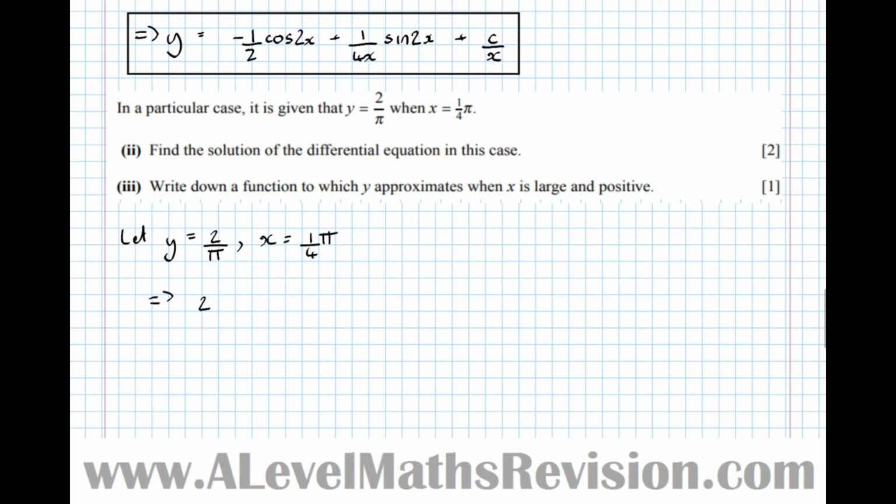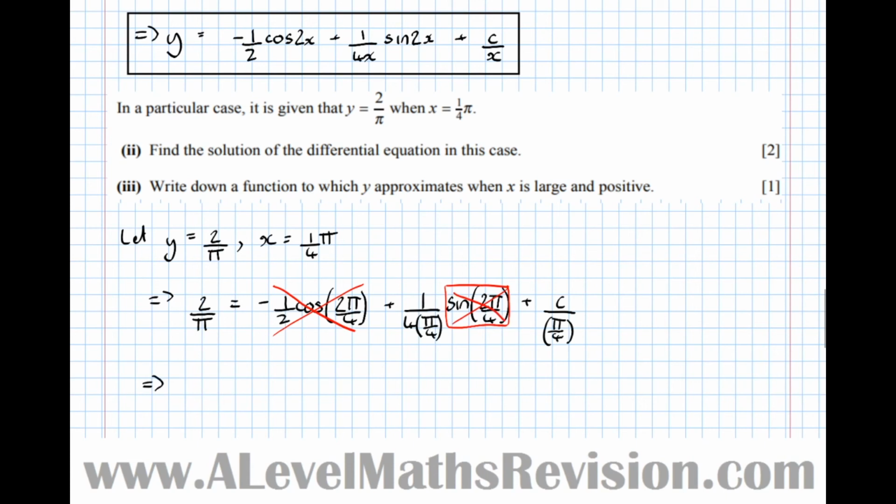And that means that 2/pi equals minus 1/2 cos of 2 lots of pi over 4 plus 1/4 lot of pi over 4 sine of 2 lots of pi over 4 plus c over pi over 4. So evaluating that, cos of 2 pi over 4 or cos of pi over 2 is 0 and sine of pi over 2 is 1, so we can cross that term out as well.